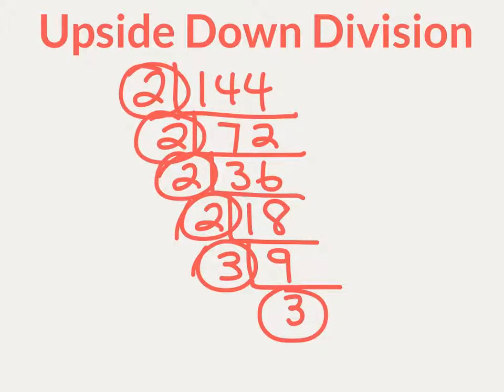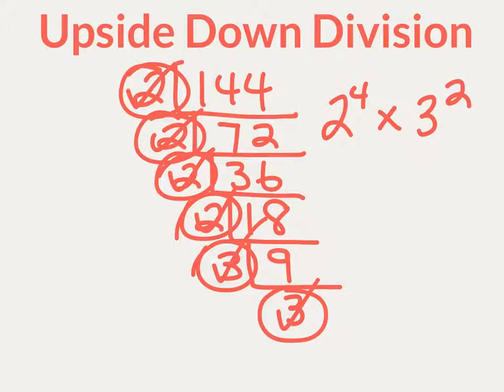We count up our 2's. 1, 2, 3, 4. So 2 to the 4th power times, let's count up our 3's. 1, 2. 3 squared. 2 to the 4th power times 3 squared is the prime factorization of the number 144.